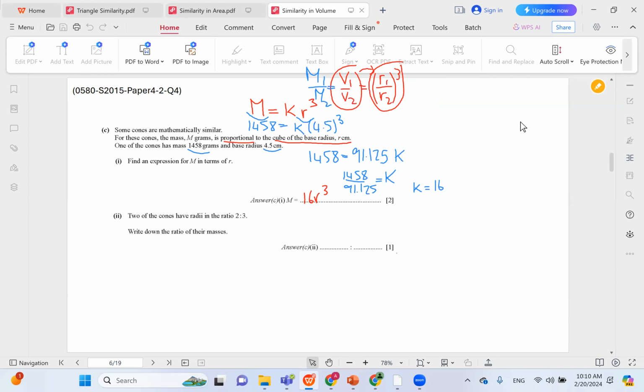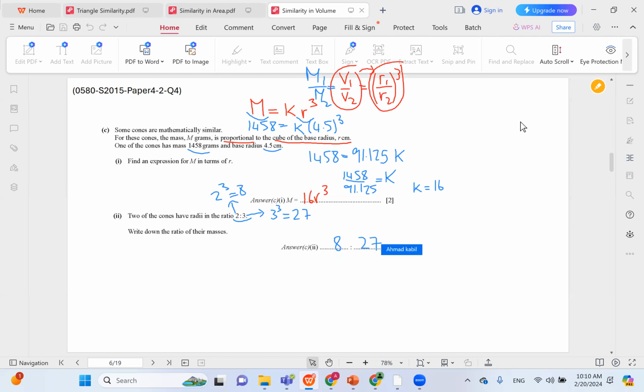So therefore, you don't need to do a lot of calculations or anything. All you have to do is just raise this to the power of 3. So 2 power 3 is 8. 3 power 3 is 27. So your final answer here would just be 8 to 27.